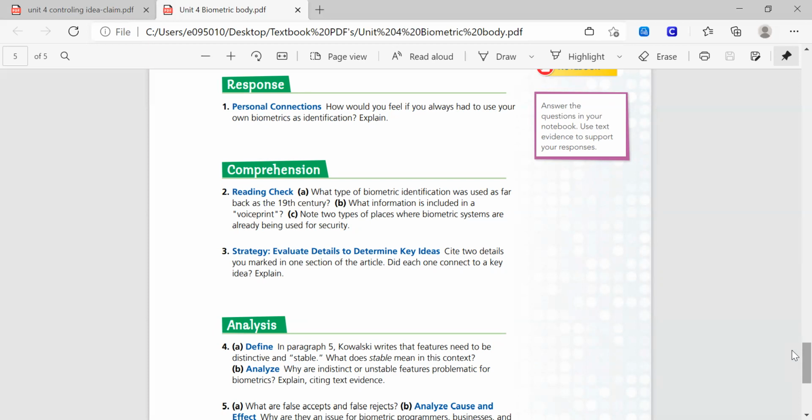So cite 2 details you marked in one section of the article. As you read, you're supposed to go through and mark and highlight and make notes, all that fun jazz.